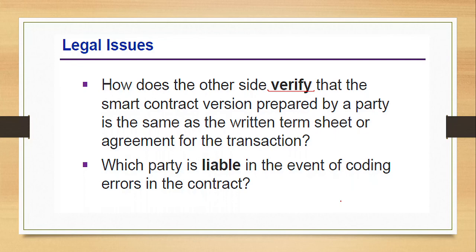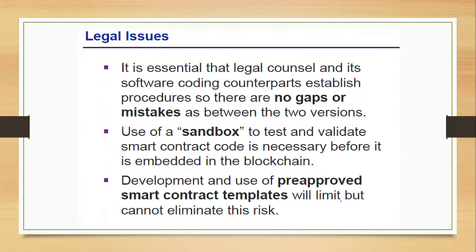So who is liable in case some amount has automatically been transferred to the wrong person? Those are the issues anyway. Maybe to bridge these gaps, of course they won't eliminate them, but to bridge them, we can have the sandbox to test first and validate this particular smart contract code, which is really necessary.